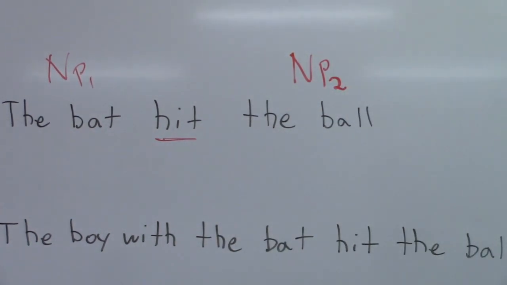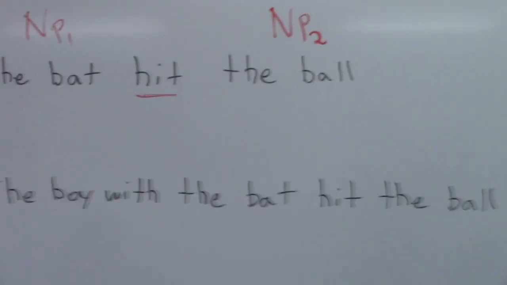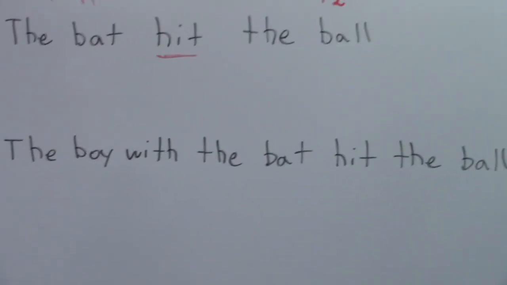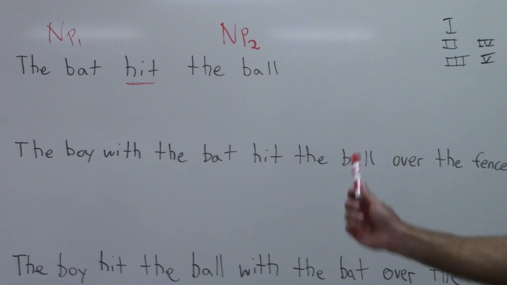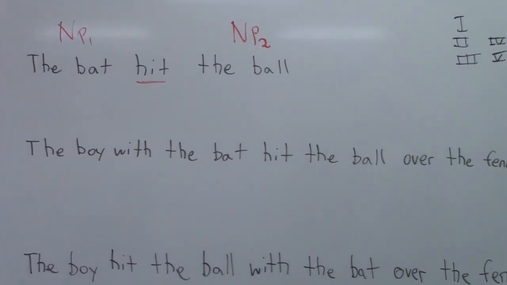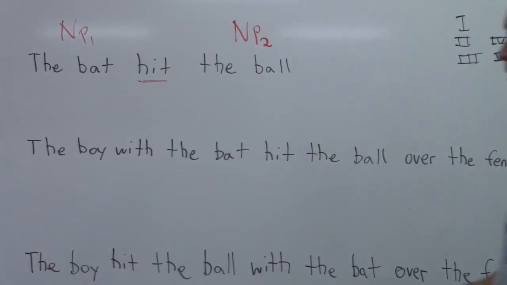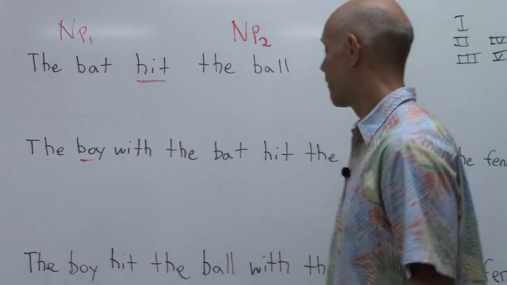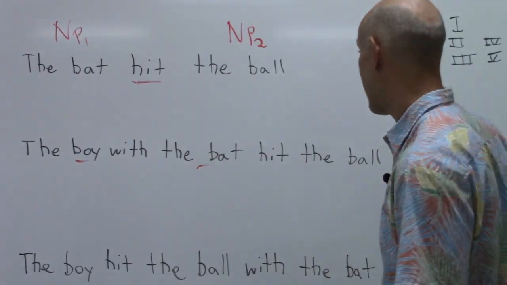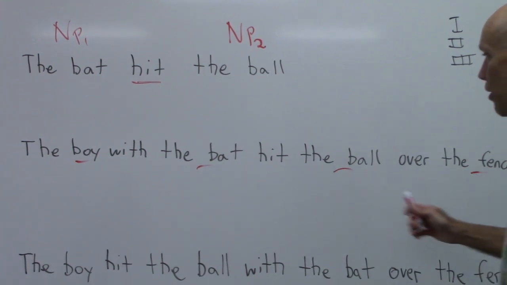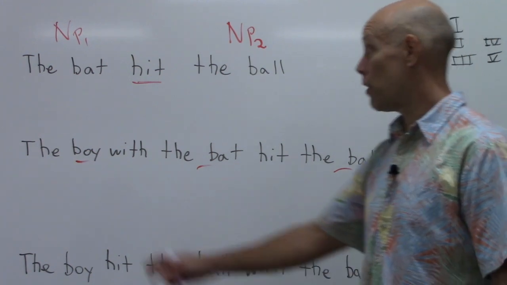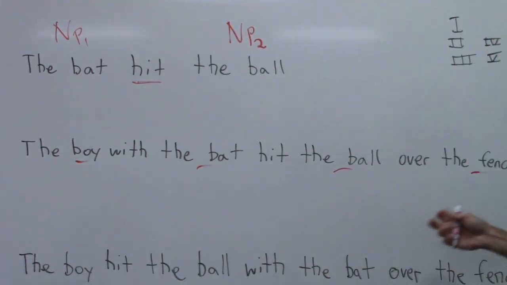Why might this one be confusing? Because it's long. It's long, all right? And because it's long, there are lots of different nouns in there. Can you find all the nouns in this one? The boy. Okay, we have boy. What else? The bat. Okay, we have a bat. The ball. Ball. And the fence. Okay, and these in fact all have the same determiner, right? The. So we're going to go noun phrase 1, noun phrase 2, noun phrase 3, noun phrase 4.